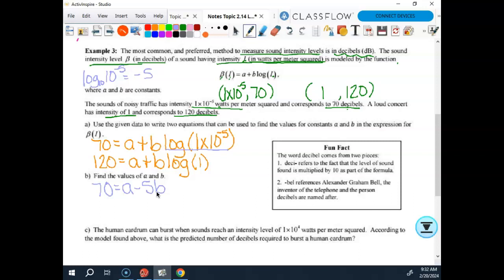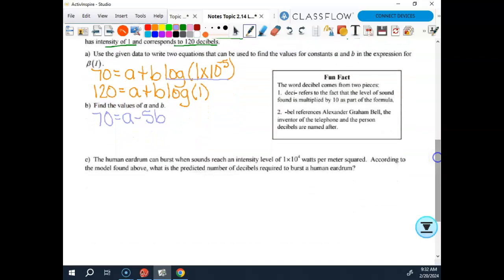All right, so then the next one, I've got 120 equals A plus B times the log of 1. What's the log of 1? 0. So this whole term just zeroes out. So I get 120 equals A. See how easy it was to solve for A? So now when I want to solve for B, I'm going to get 70 equals 120 minus 5B. So that's negative 50 equals negative 5B, and B equals 10.